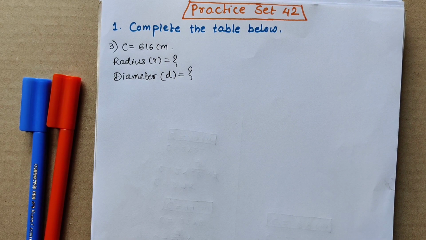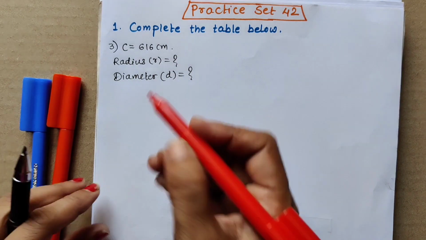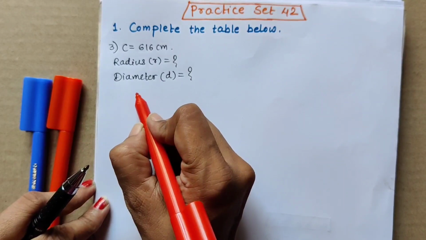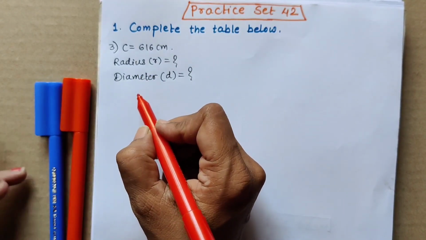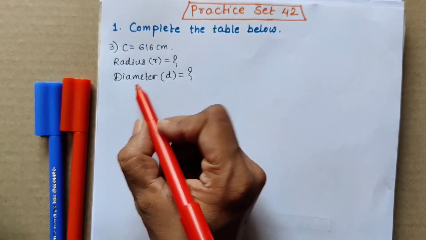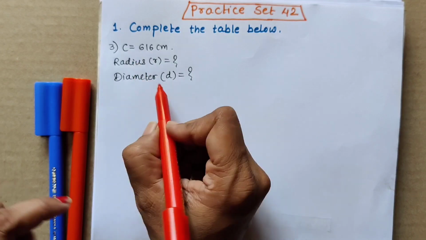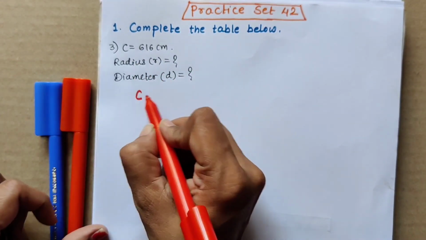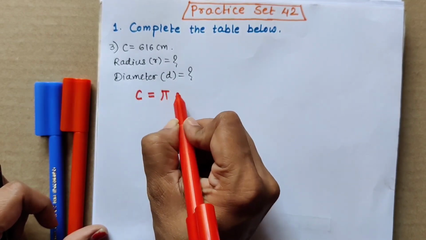Whenever the value of circumference is given, and from it we have to find the value of either radius or diameter, always use the circumference formula. So from circumference we have to find radius. We will use the formula circumference is equal to 2 pi r, or circumference is equal to pi d. Any one formula we can use. I will be using C is equal to pi d.